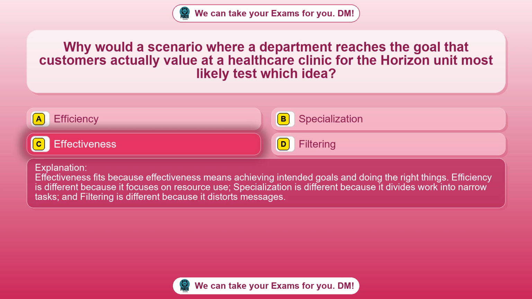Effectiveness fits because effectiveness means achieving intended goals and doing the right things. Efficiency is different because it focuses on resource use, specialization is different because it divides work into narrow tasks, and filtering is different because it distorts messages.